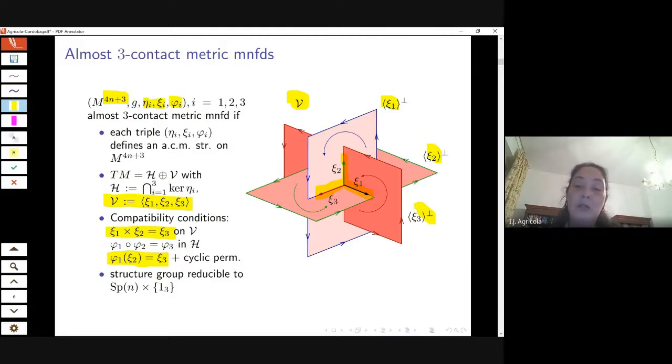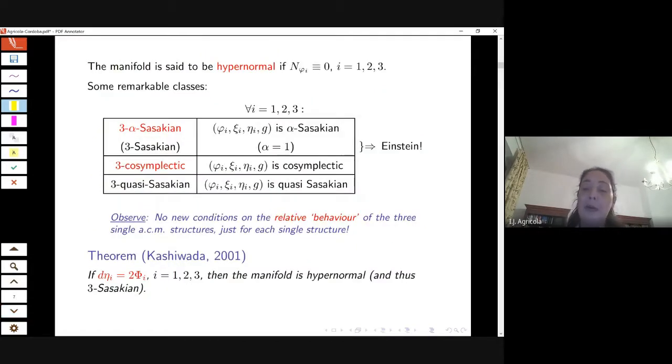Now, if you go to xi2, this is here. I want the image under phi1, which is this one. So I end up in xi3, which is the case. And that's why the picture puts all the compatibility conditions together in one notation instead of dealing with all that. The structure group is then Sp(n) times identity. Okay, the manifold is said to be hypernormal if all three almost contact structures are normal, right? So integrable, as we remember.